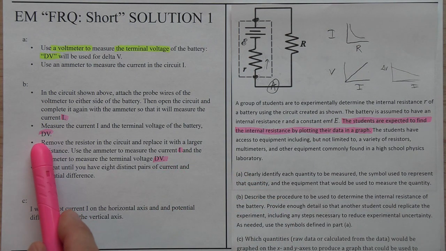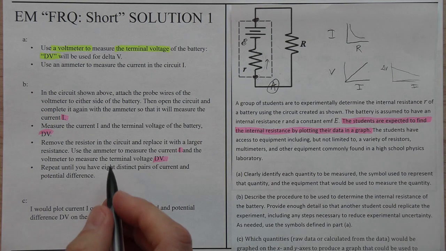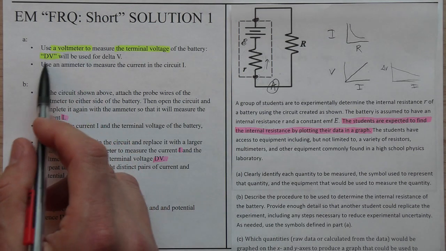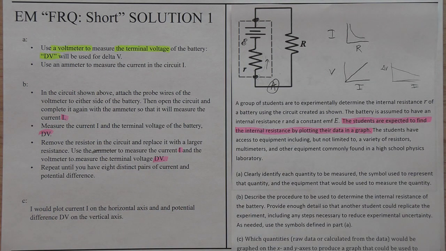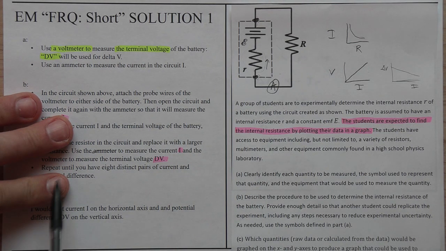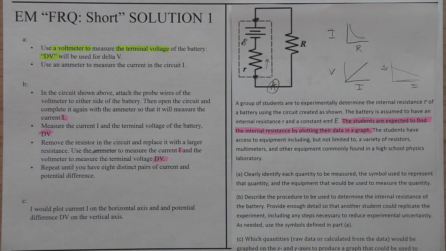So the next step, remove the resistor in the circuit and replace it with a larger resistance. Use the ammeter to measure the current I and the voltmeter to measure the voltage delta V. Now, you may not need to say using the ammeter here, because you already set it up. Oh, we did say it there, but stick it in there anyway. Be as complete as possible. I don't think it takes too much time. Again, three things for every measurement: what you're using, what you're measuring, and what the symbol is.